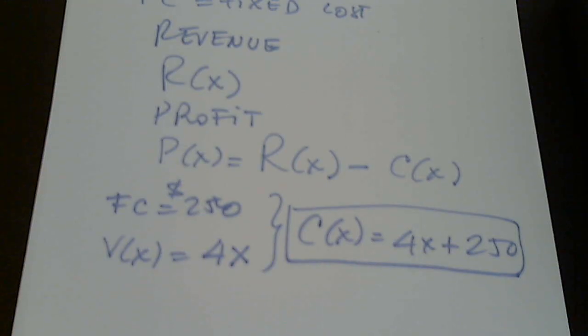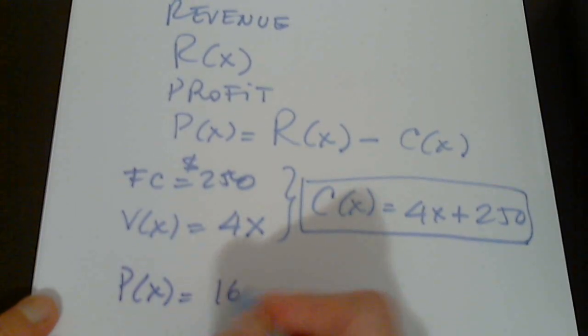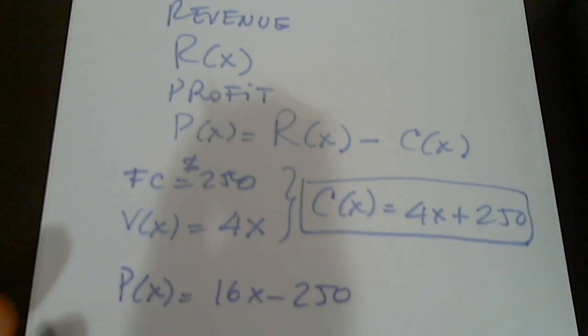So this is $4 per lawn. That's very clear. It's variable. It depends on the number of units he's going to produce, or in this case, number of lawns that he's going to mow. And this is his initial cost, which has nothing to do with what he's doing right now. This is the fixed cost. So we did. He has a total profit function. So he already determined it. Good for him. So this is P of x, which is 16x minus 250.